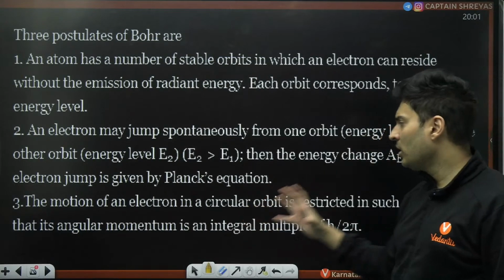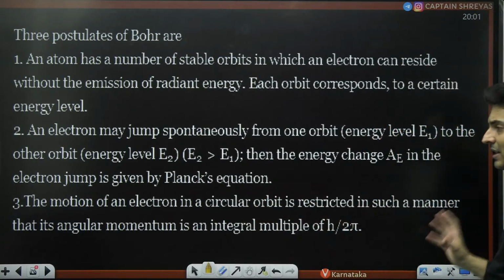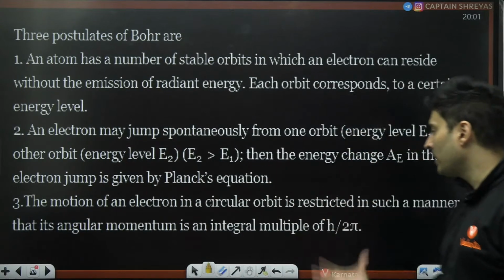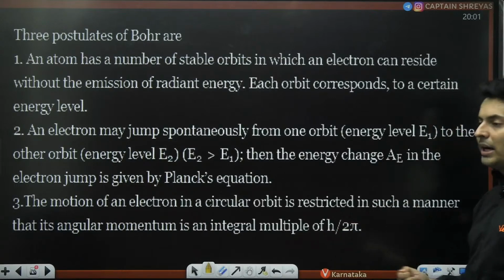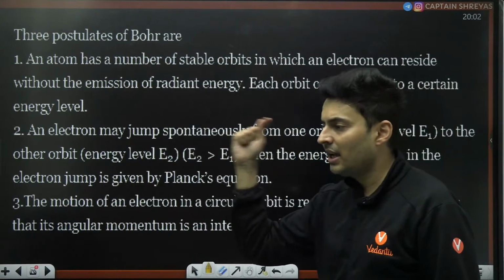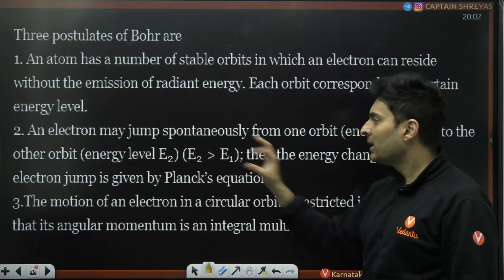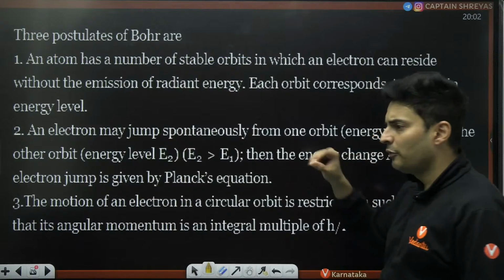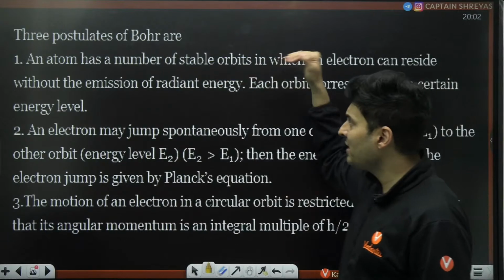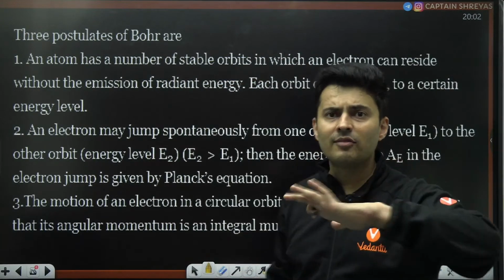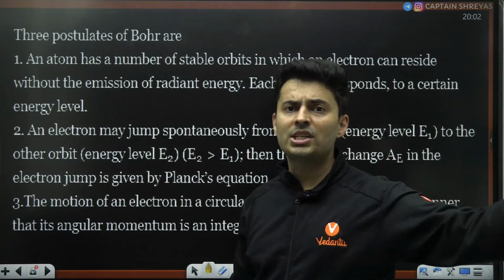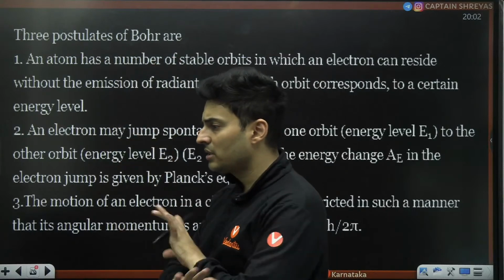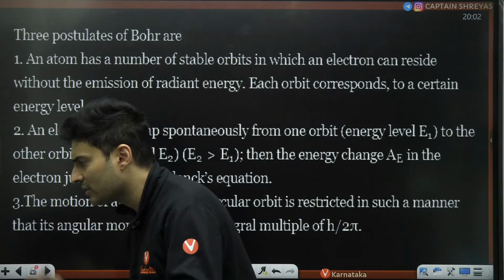Again, the motion of the electron in a circular orbit is quantized in nature, and the angular momentum is a multiple of h by 2 pi. L is nh by 2 pi. Write this formula. Delta E is hf. The energy difference is hf, where f is the frequency of the photon. And in stable orbits, with fixed energy, no Maxwell's radiation occurs. If you write these postulates, full 3 marks.